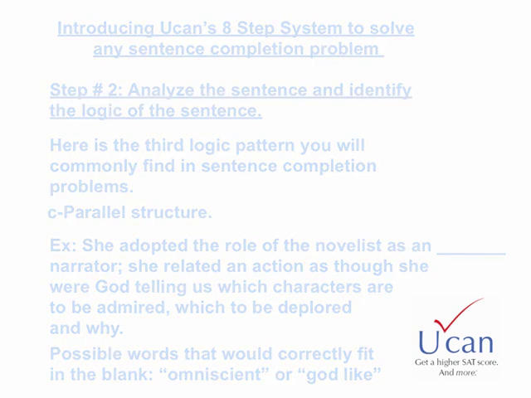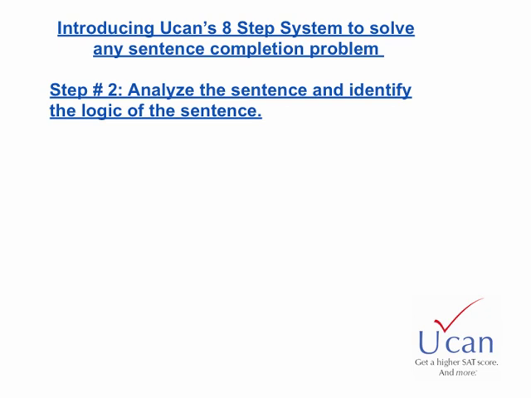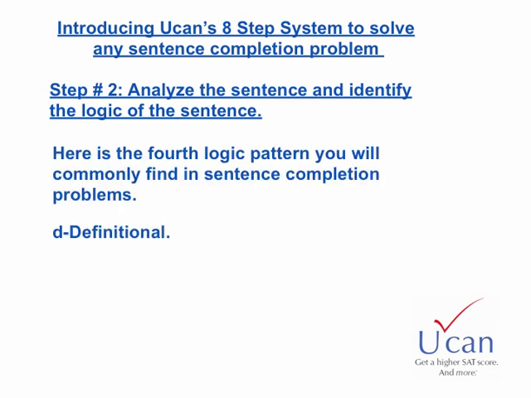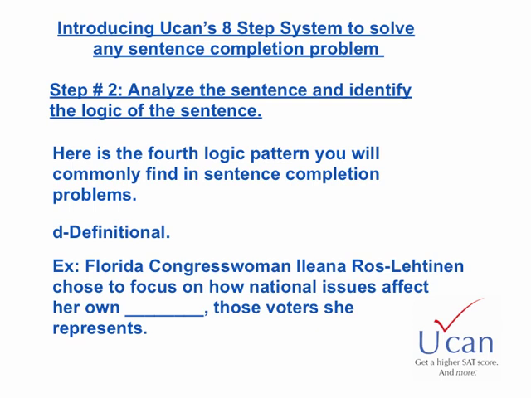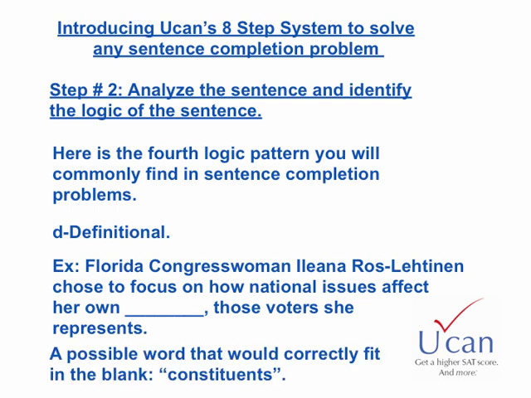The fourth pattern, very similar to a parallel construction, is basically what we call definitional. And so here's an example. So Florida Congresswoman Ileana Ros-Lehtinen chose to focus on how national issues affect those voters she represents. Okay, now, basically, we call this definitional because very often after the comma, you will have a word that in essence will basically describe or define what goes in the blank. So in this case here we have the word voters, so obviously a possible fit will be a word such as constituents, okay?